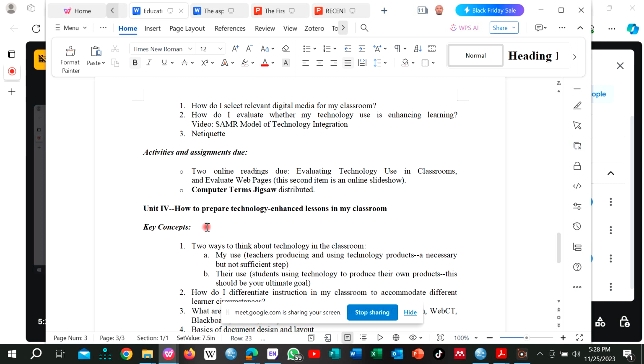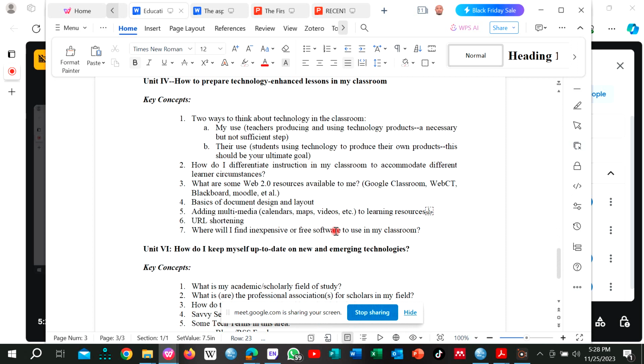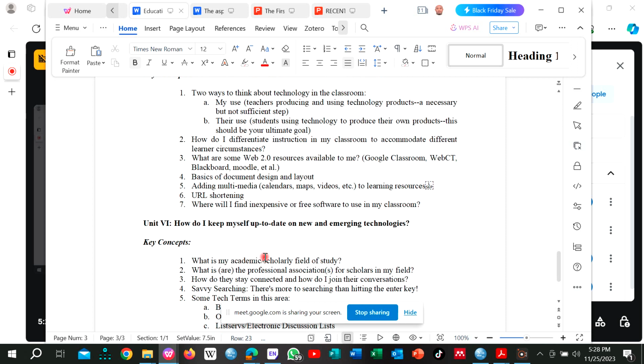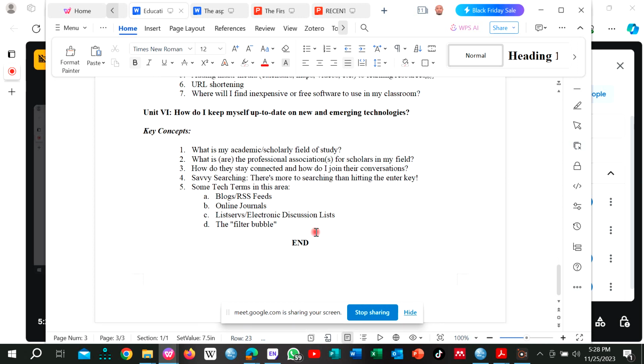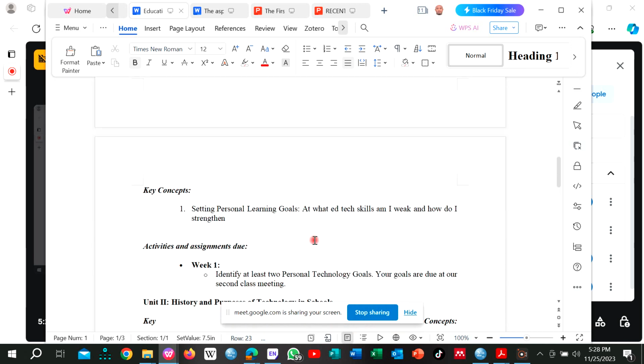Unit 4 is how to prepare technology enhanced lessons in your classroom. And then unit 5 is how you keep yourself updated. It's about the emerging technologies. And that is all. That is all for this course.